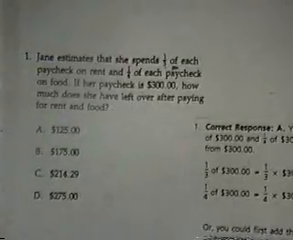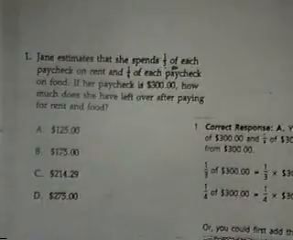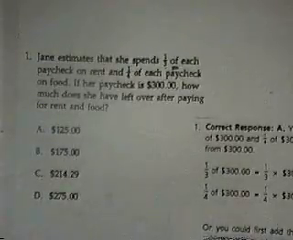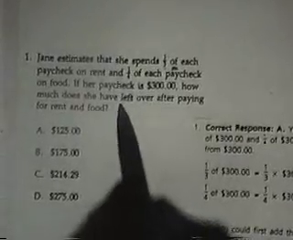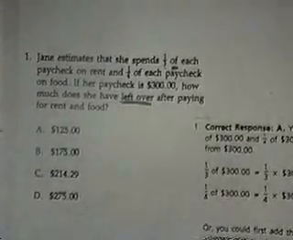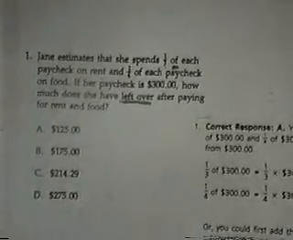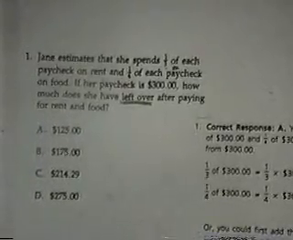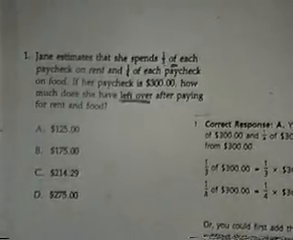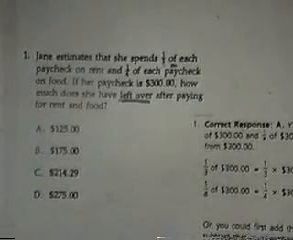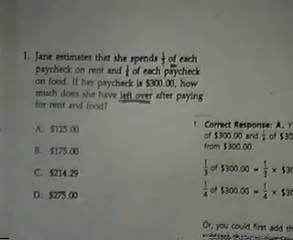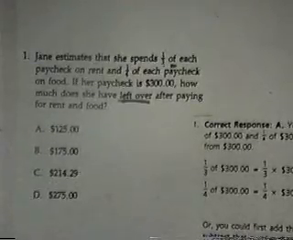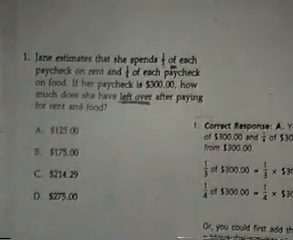Jane estimates she spends 1/3 of each paycheck on rent, 1/4 of each paycheck on food. If her paycheck is $300, how much does she have left? How much does she have left? Now, you better make sure you remember what you read. This means that what we're going to do is figure how much she spends on rent and how much she spends on food and subtract that then. So you don't just automatically take the numbers that you get after you multiply and write that answer down.